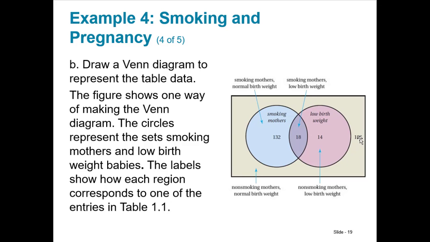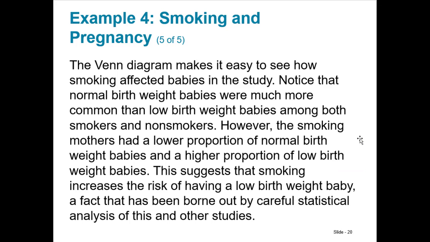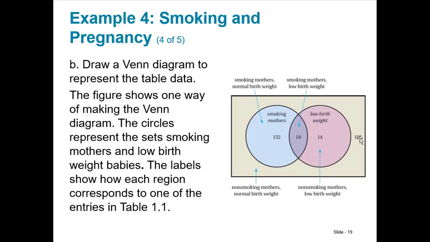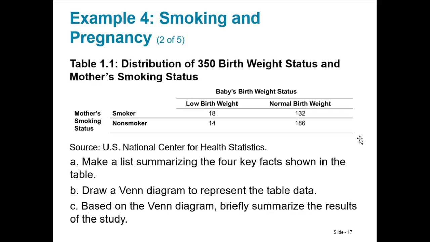Now, based on that, who knows, right? They say that the Venn diagram makes it easy to see how smoking affected babies in the study. Really? I look at this and go, I don't see that. I see it better from these numbers: the non-smoking mothers only had 14 versus 186. I could simply do this as a percentage. 14 is a pretty small percentage out of the total, right? If you add 14 to 186, that gives you 200. So 14 out of 200, that's only 7%.